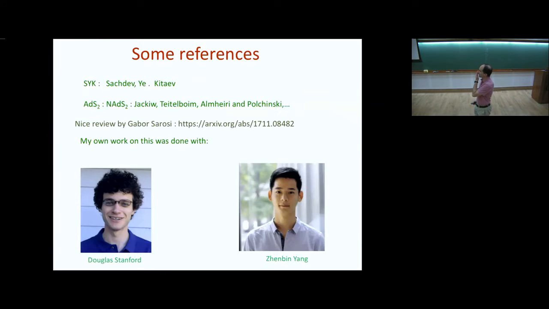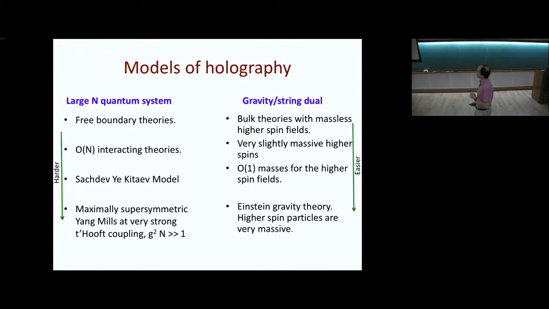So these are some references. You can, I guess, look at them later. I'll start with some orientation. There are different models for holography. We discussed yesterday the very strongly coupled theories that are dual to Einstein gravity. On this side, it is very hard, since we have to do computations at strong coupling. And this side is relatively easy because you simply have to do computations in Einstein gravity.